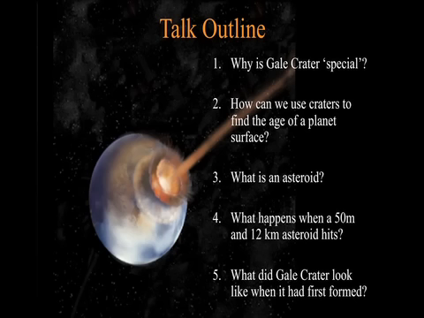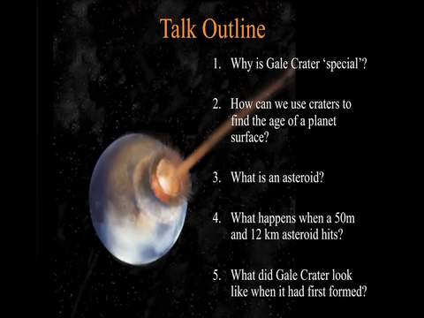So, a brief talk outline. I'll first start off with why Gale Crater is particularly special for MSL to land in, and as a crater in general. I'll then be going through how we can use craters to find the age of a planetary surface. A quick touch on what is an asteroid, because of course there are so many different terms, there's meteors, meteoroids, planetoids, so what is an asteroid? I'll then have two different examples for you today.